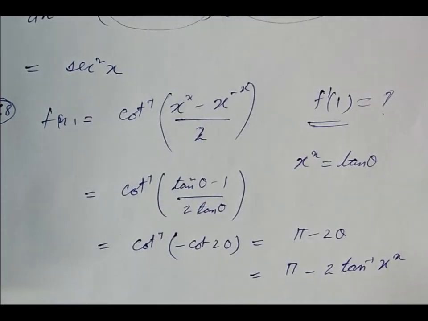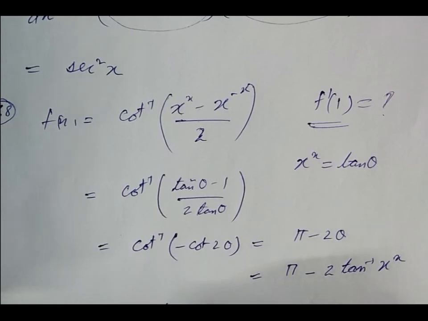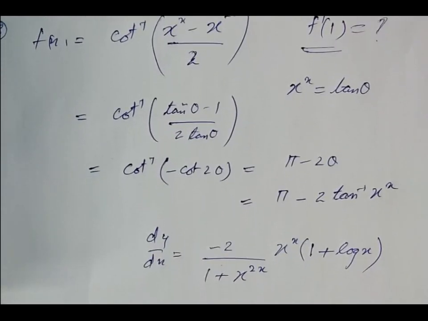Now we can easily differentiate this. First the differentiation of tan inverse and then the differentiation of x power x. So dy by dx would be equal to minus 2 times 1 upon x power 2x, and the differentiation of x power x would be x power x (1 plus log x). Now you can calculate f dash 1. Moving to next question.